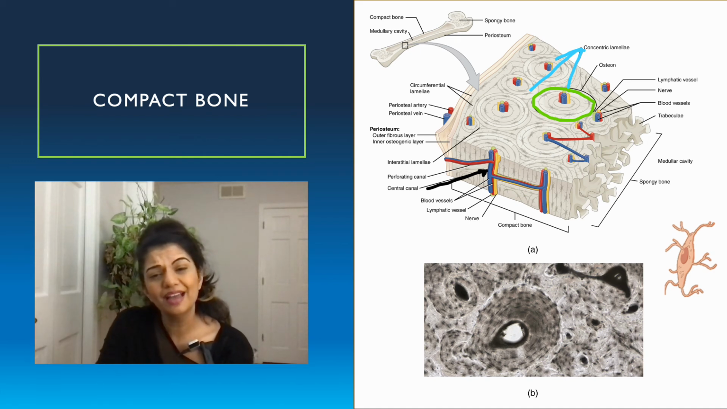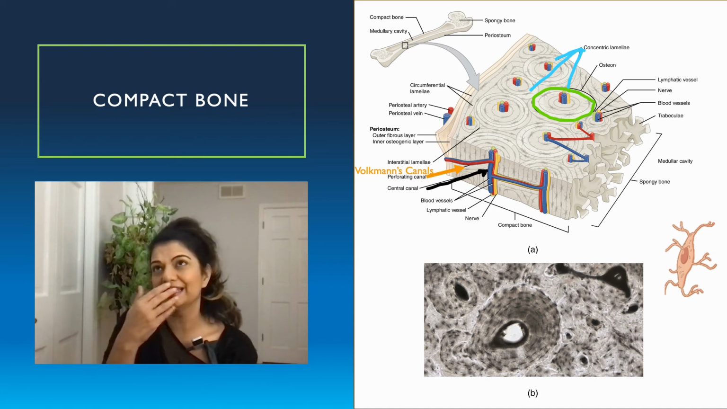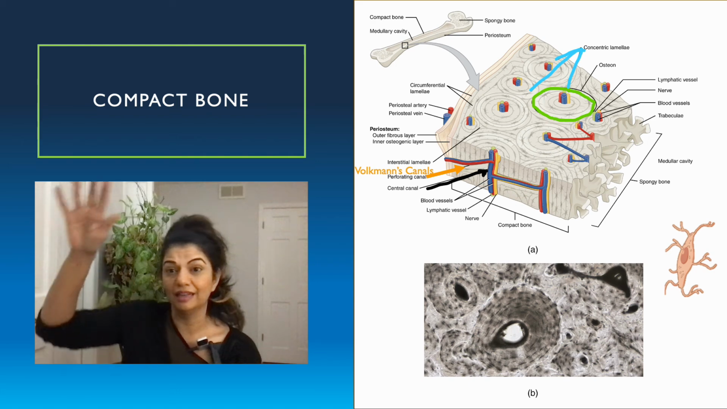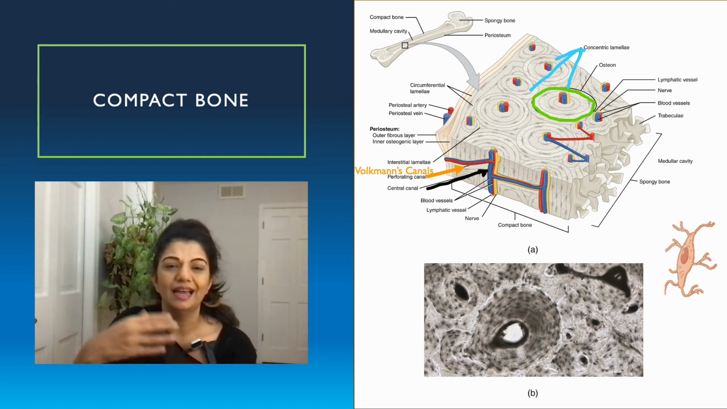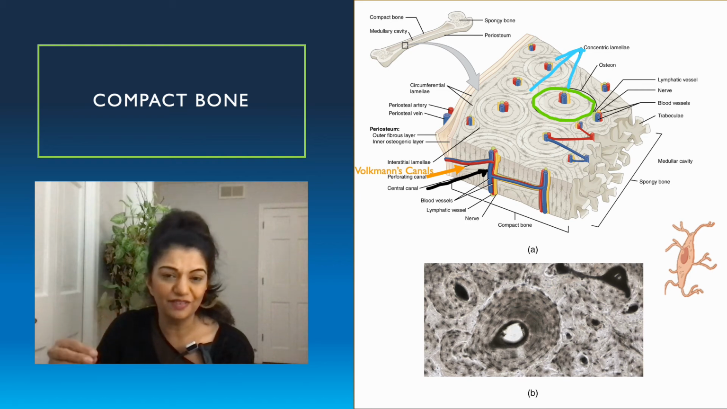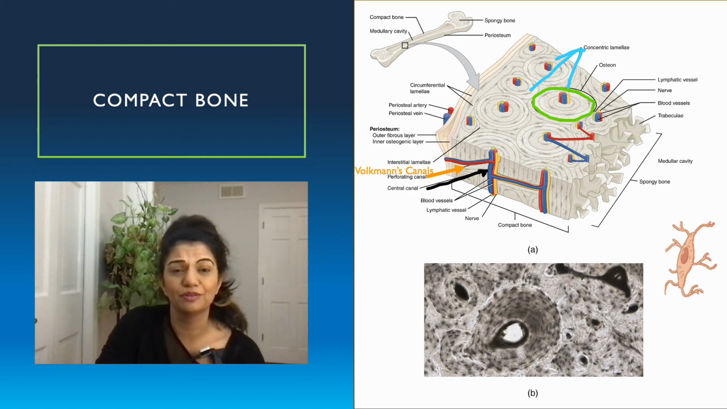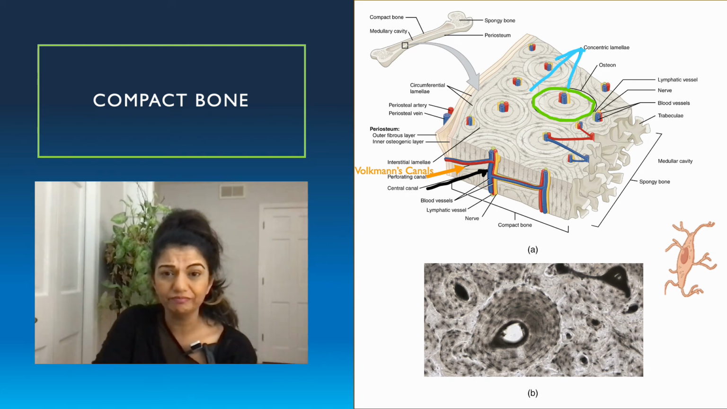Now, they also tend to have this angling position, and they go through what we call Volkmann's canals or perforating canals. See, they sort of have this right angle. It's almost like in a subway where you have different lines. That's how it is. And so these canals enable blood vessels and lymphatic vessels to extend to the periosteum and endosteum. That's how they do it, through these Volkmann canals.